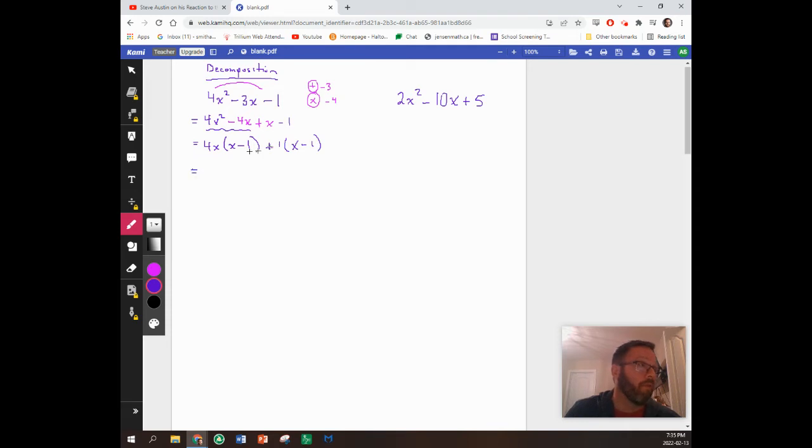And now we have two different expressions. Each has a common factor of x minus 1. And we're left with 4x and +1 when we divide out that binomial common factor. We now have factored that trinomial by decomposition. It's a skill you just have to have, non-negotiable.